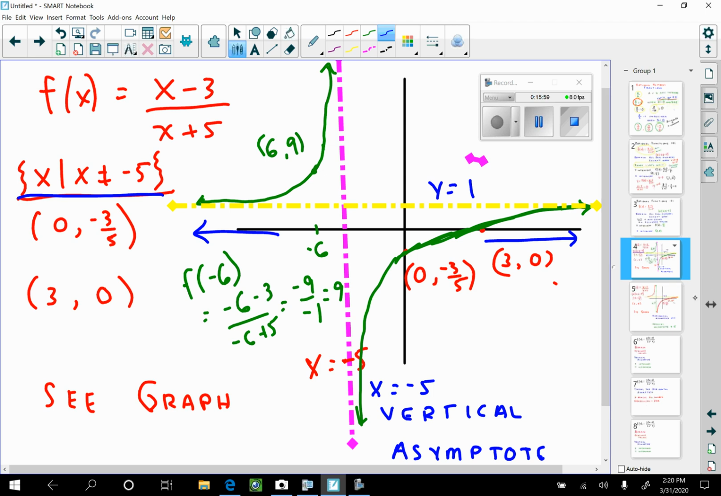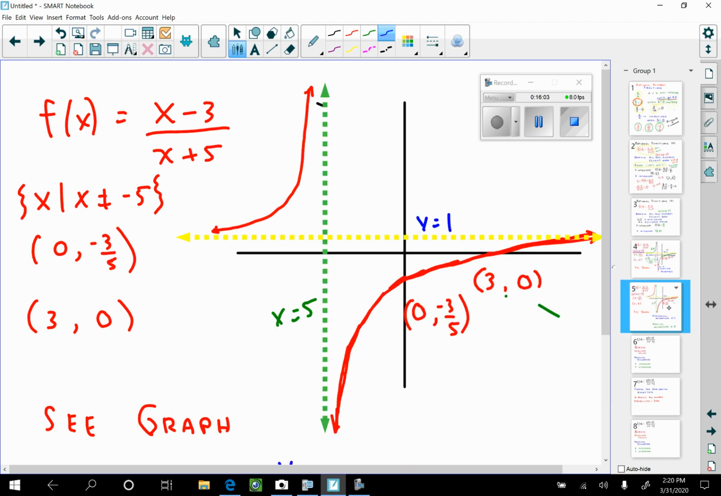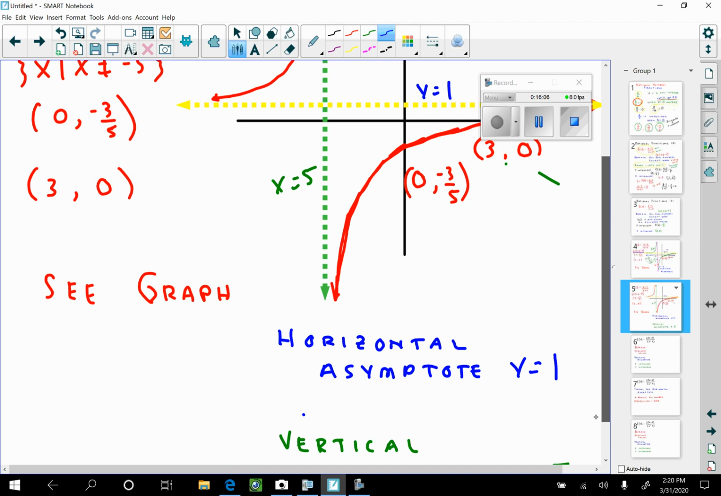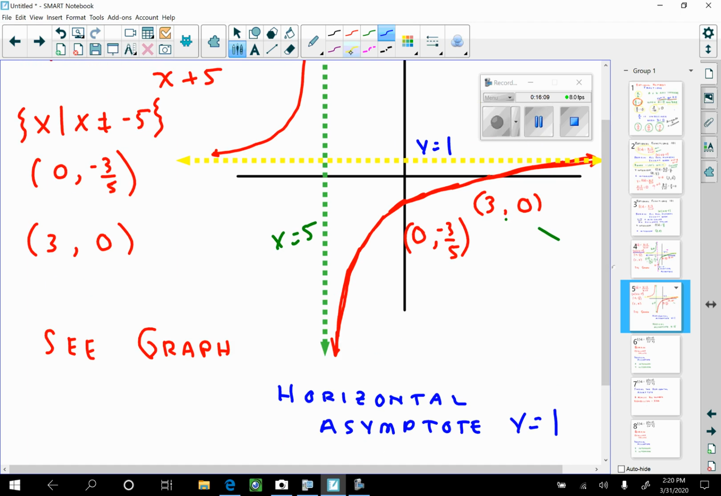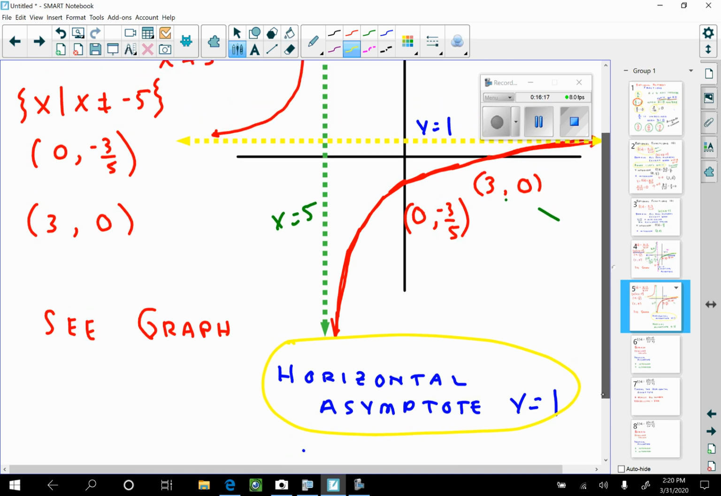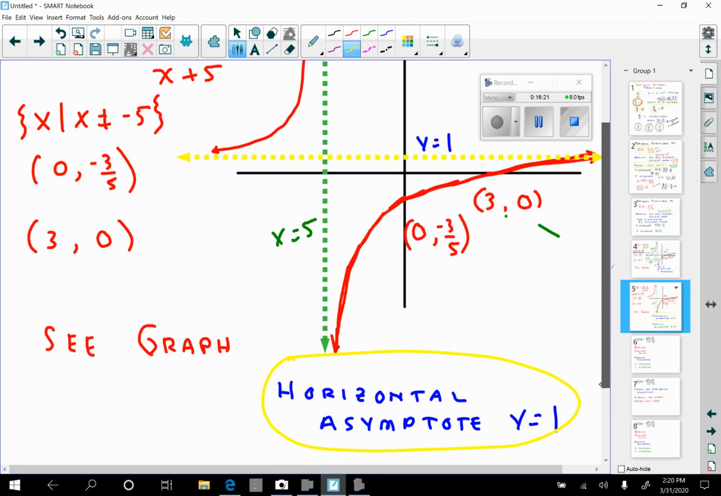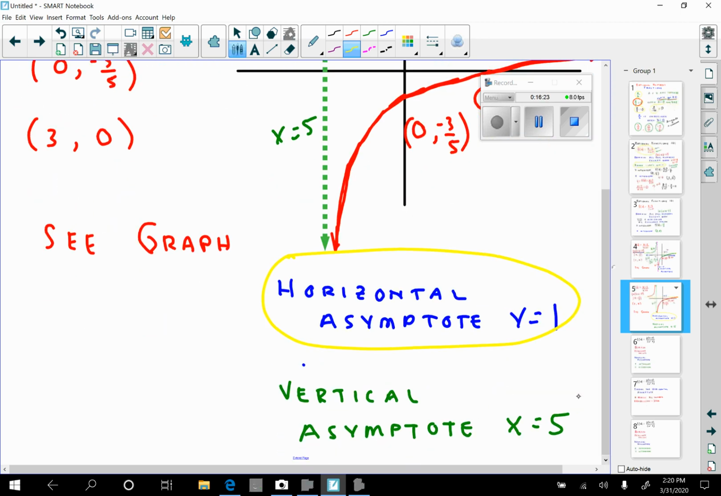So I'm going to go to the next screen, where we're going to see the same graph. They're going to ask you about horizontal asymptotes on this IXL, and I'm going to have a Google form to ask you about horizontal and vertical asymptotes. So this guy is going to have a horizontal asymptote, y equals 1, right there it is, and it has a vertical asymptote, x equals 5.